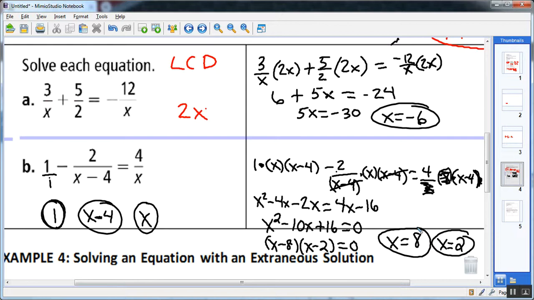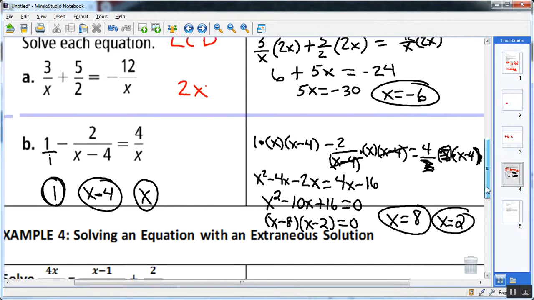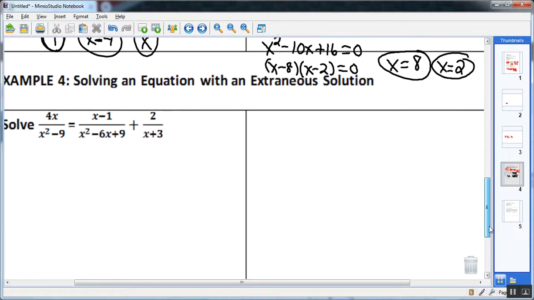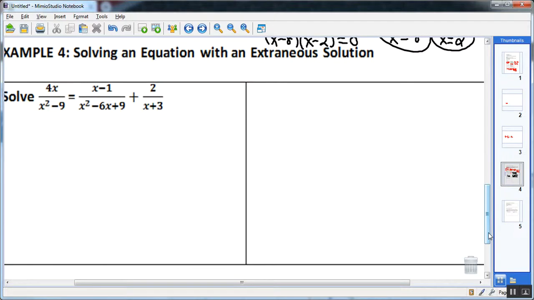Now, do you think that's always going to happen? Every answer is just going to work? Or do you ever think there might be a time when there's extraneous solutions? Probably always a time. And I tell you what, let's end with example 4 today. If we get through example 4, I'll feel really good about how far we got today, all right? Wouldn't you know it? Example 4 is solving an equation with what? Extraneous solution. Okay, let's talk about what this means.